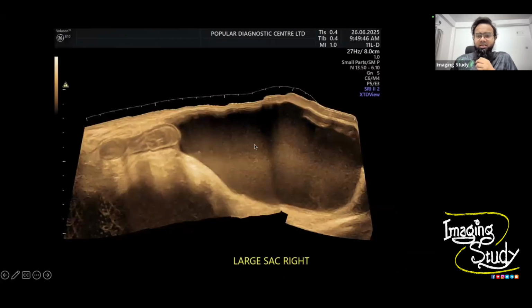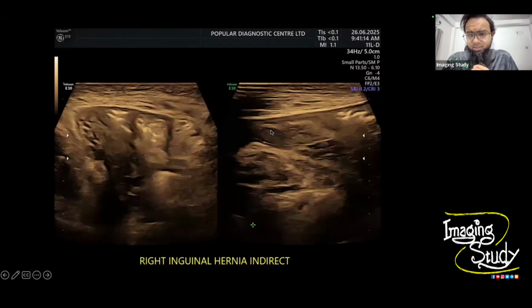And when we checked it a little bit, this is actually a big hernial sac containing a huge amount of fluid. Patient is having ascites, so all the fluids are coming down, I think. Okay, so you can see some intestinal loops are entering into the scrotum. This is the area of the superficial inguinal ring, and this scrotal cavity is showing a hernia, a large hernial sac.